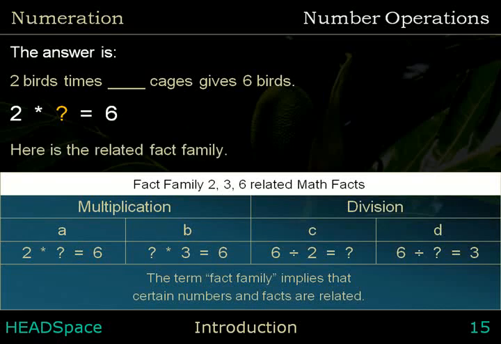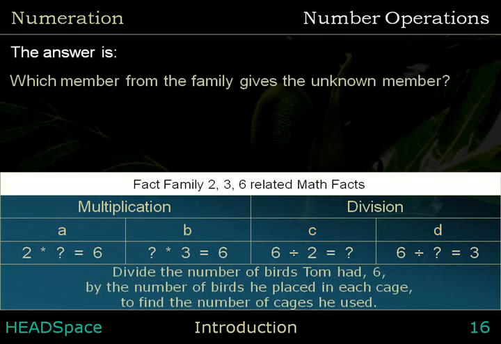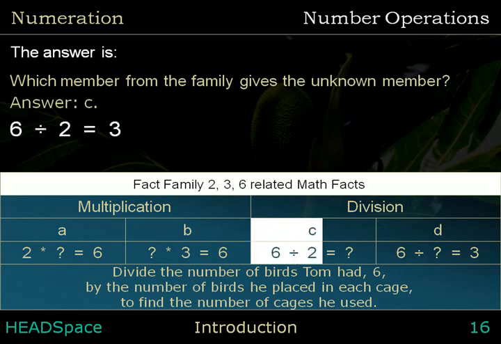Here is the related fact family. Which member from the family gives the unknown member? Answer C. 6 divided by 2 equals 3. Divide the number of birds Tom had, 6, by the number he placed in each cage to find the number of cages he used.